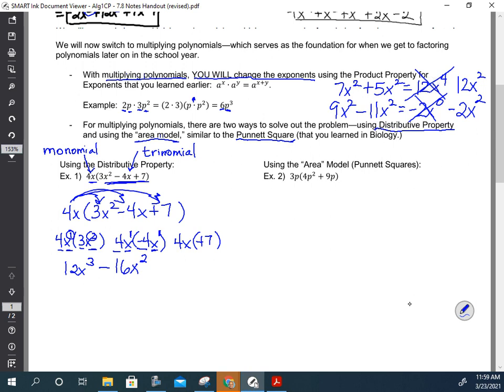Absolutely. If there's no exponent there, it is understood to be a 1. The only way it can be a 0 is if there's a 0 up there.